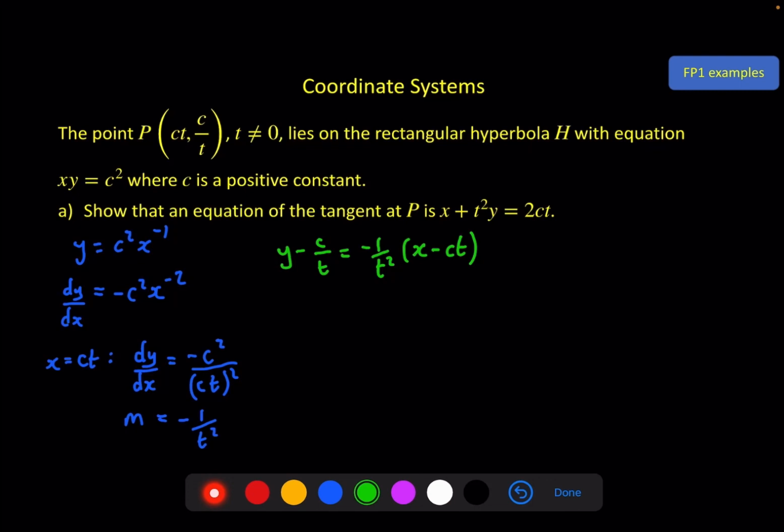And again, if I expand and rearrange, hopefully this will take me to the equation they want. First, I'm going to multiply everything by t squared to get rid of those two fractions. So we get t squared y minus ct is equal to, expand this out now, minus x plus ct. Bring the x over and bring the minus ct on the other side, gives us 2 lots of ct as required. Okay, that is the equation of the tangent.